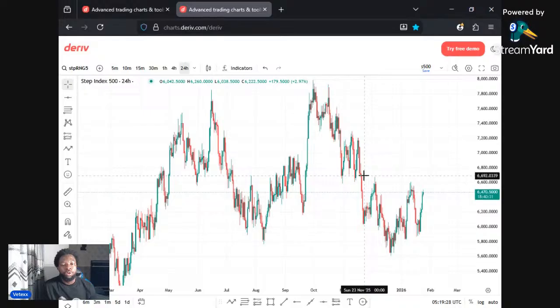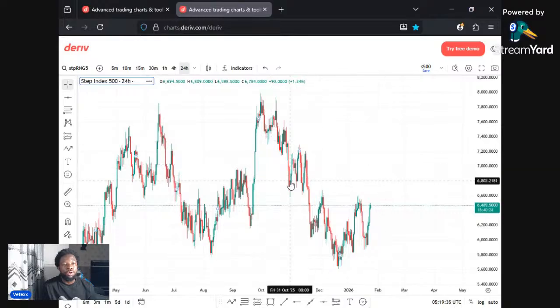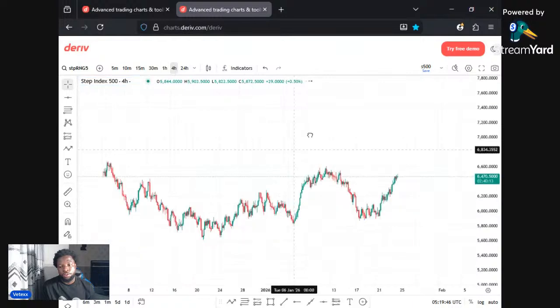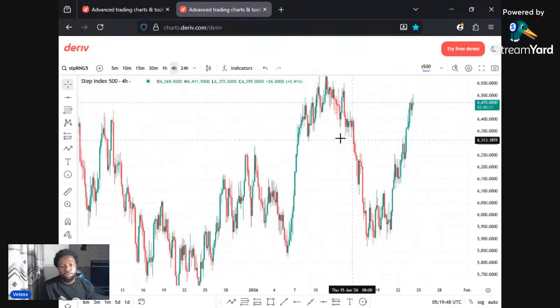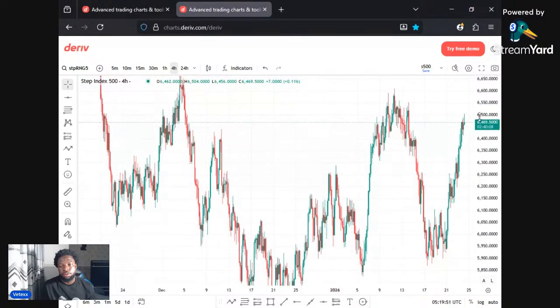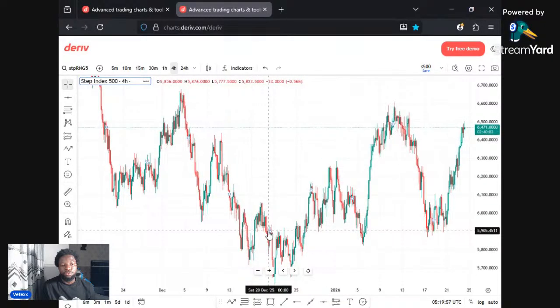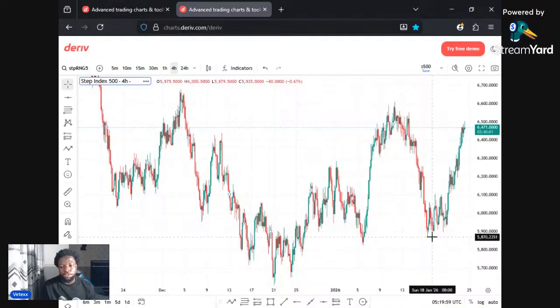Okay, so now that we know that Step 500 is bearish on the weekly time frame and it's not giving us any bearish move on the 24-hour time frame, what do we do next? We'll scale down to the 4-hour time frame and check if there's a continuation on the 4-hour time frame. So what we have now is price has been selling on the 4-hour time frame, almost about to smash TP, and then it retraces back.